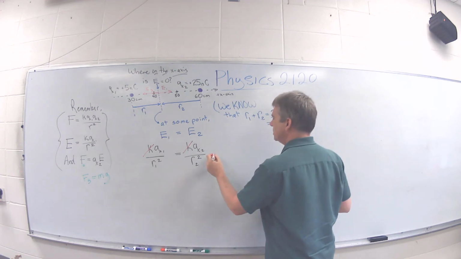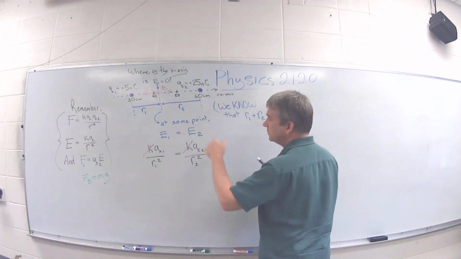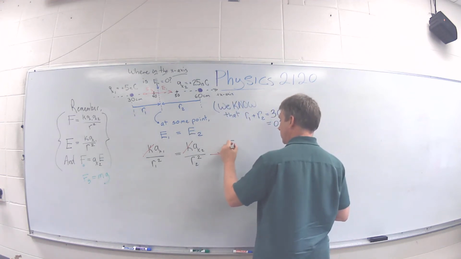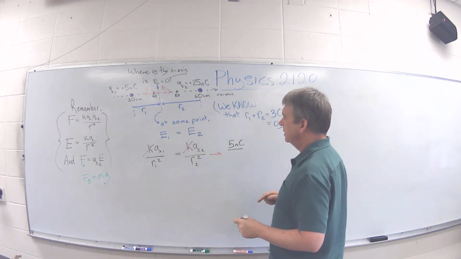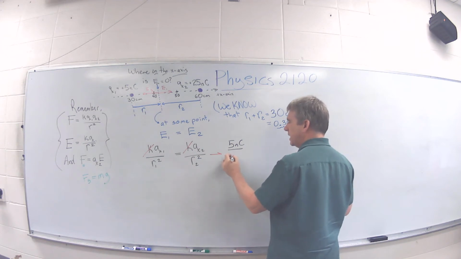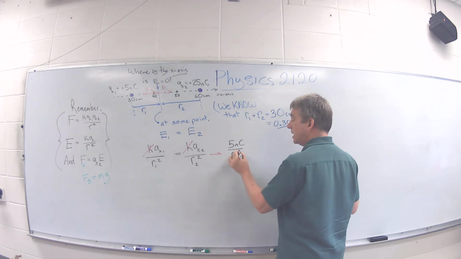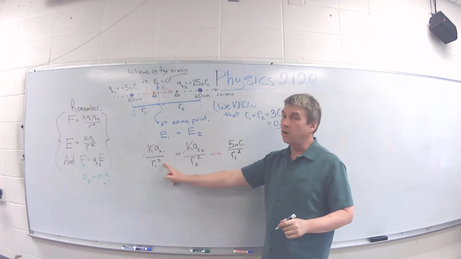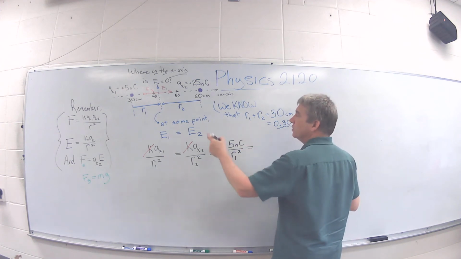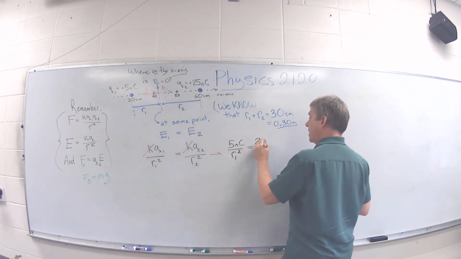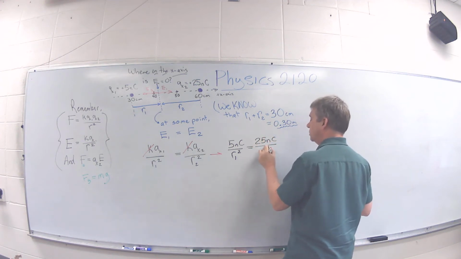Now let's put some numbers in here and see what we get. All right, Q1 was 5 nanocoulombs. And it's over radius 1. I don't know what radius 1 is yet, so I'm just going to put it in as R1. But it also has to be squared. Again, always start with a formula or you'll forget, like I almost did. Charge 2 is 25 nanocoulombs, and here's radius 2 squared.